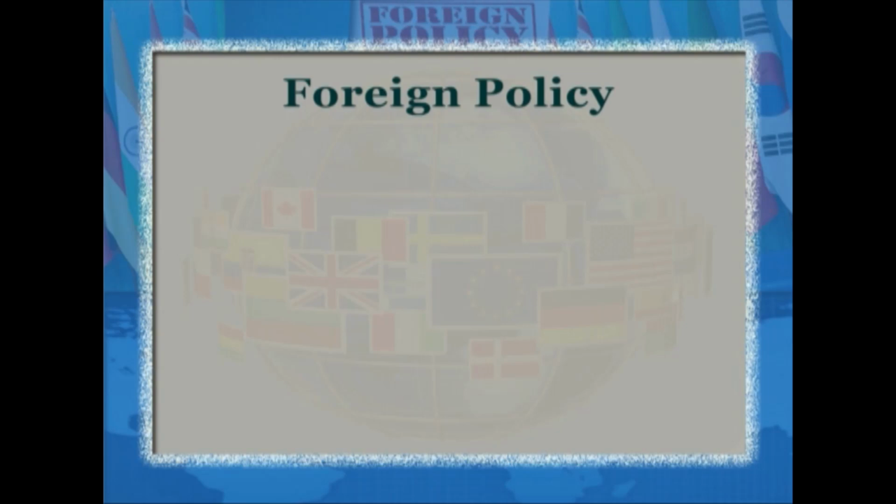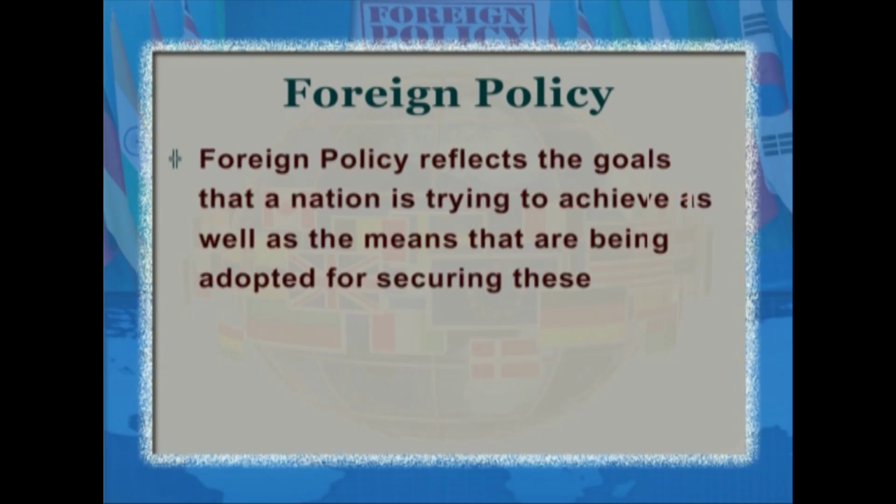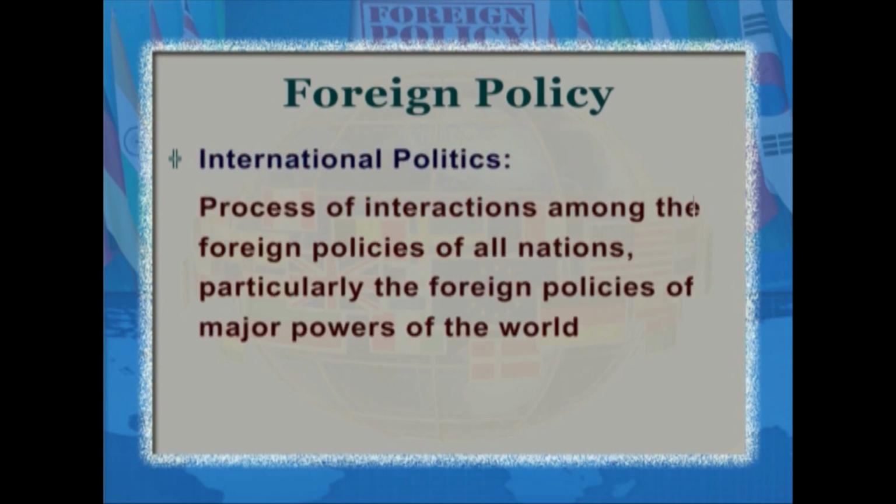Let us first understand what is foreign policy. Foreign policy reflects the goals that a nation is trying to achieve as well as the means that are being adopted for securing these. International politics is basically a process of interactions among the foreign policies of all nations, particularly the foreign policies of major powers of the world.